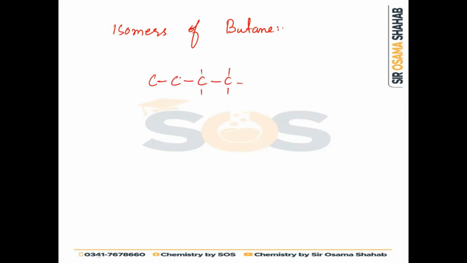It is simple butane. You can add hydrogens over there. Okay, and this is methyl propane. You can add hydrogens over here. So we just have two isomers of butane. That's all.